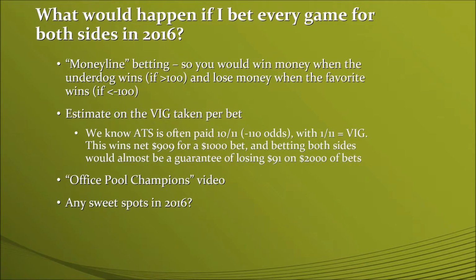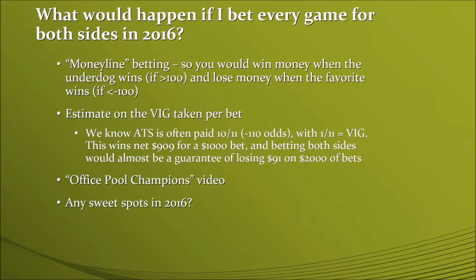Now we know the ATS is often paid at minus 110 odds. In other words, you get paid 10/11ths of what you bet, and the other 1/11th goes to the VIG. So your net win for a $1,000 bet would be plus 909, so you get $1,909.09 back. A little bit of change in there.